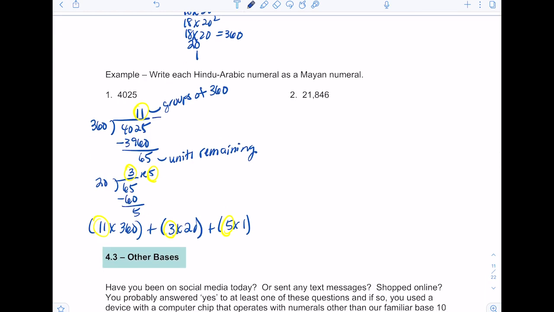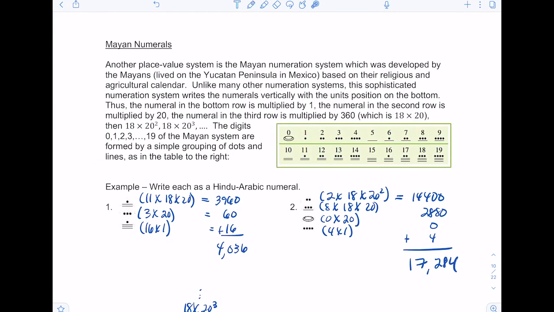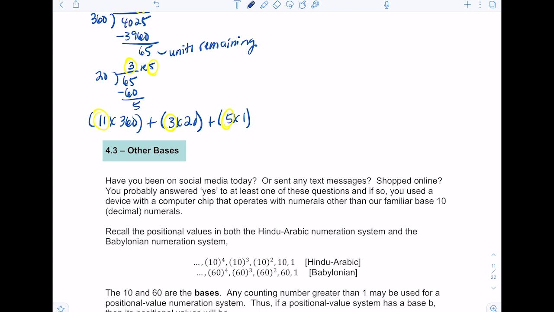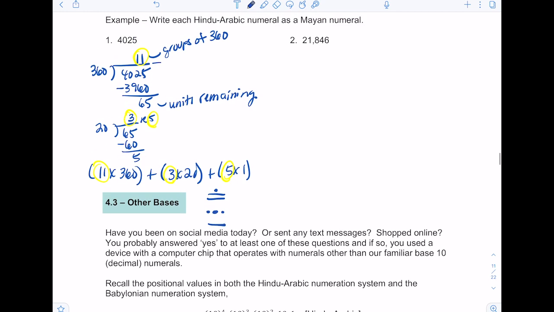So we know 11, if we look at our chart here, I'm going to be using the symbols for 11, and then the symbol for 3, and then the symbol for 5. Okay, and we're going to write it vertically. So if you do that, it's going to look like this. So here's an 11, and then 3, and then 5. So that's how you would write the Hindu Arabic numeral 4025 as a Mayan numeral.